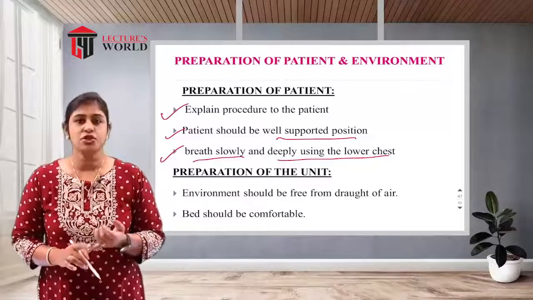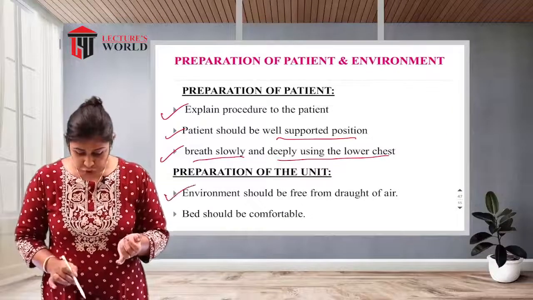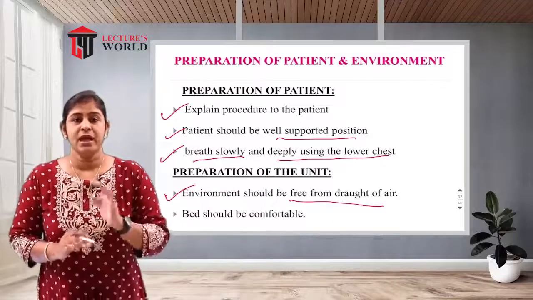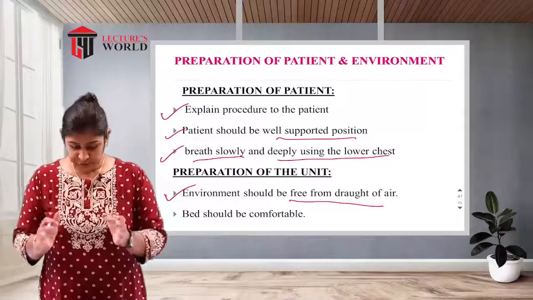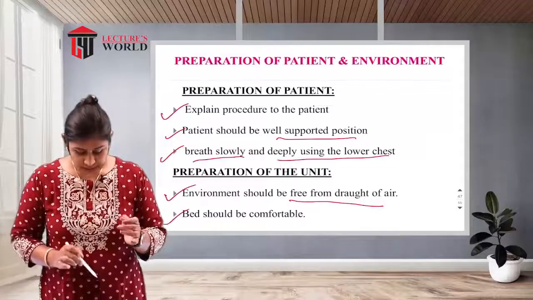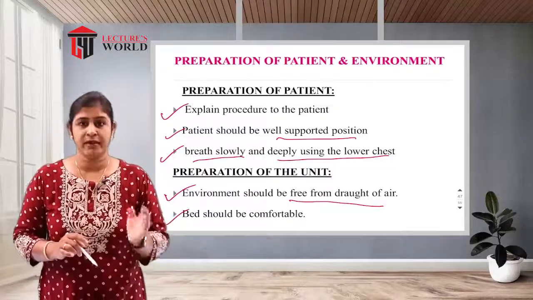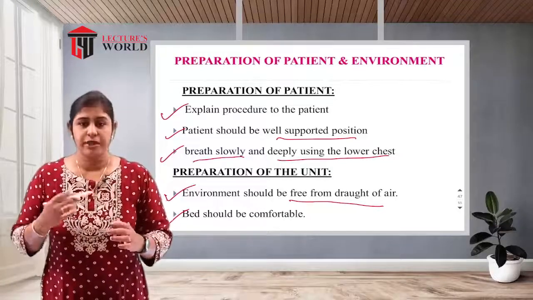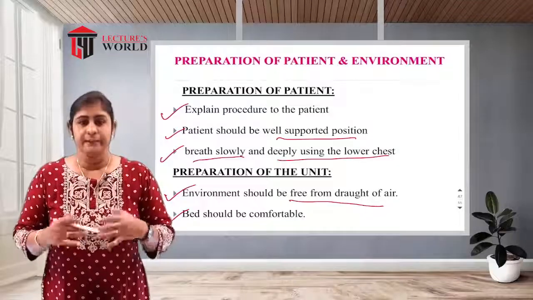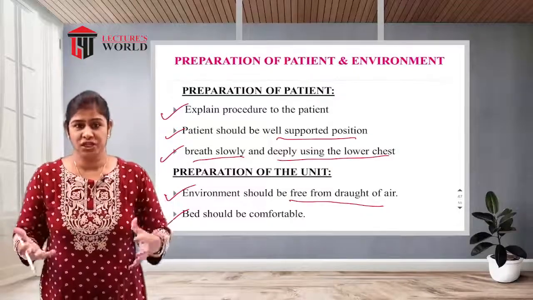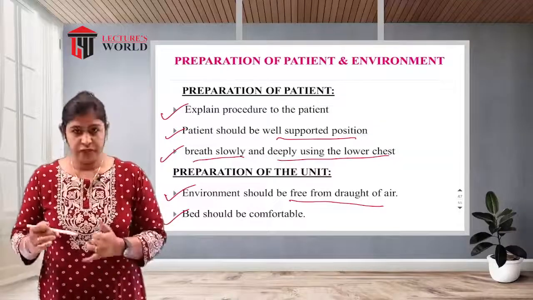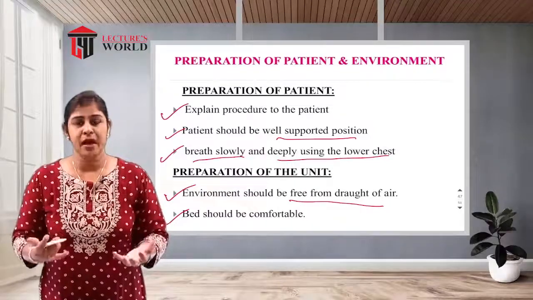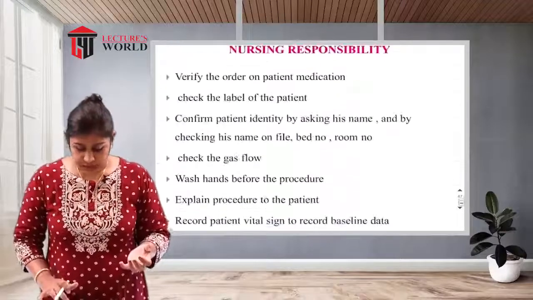Second is preparation of the unit. The environment should be free from draught of air. This is the first and utmost thing that should be ensured. Next, the bed should be comfortable. So in preparation of the patient, you have to explain the proper procedure to the patient, keep the patient well supported, and have them breathe slowly and deeply using the lower chest. In preparation of the unit, the environment should be free of draught and the bed should be comfortable.